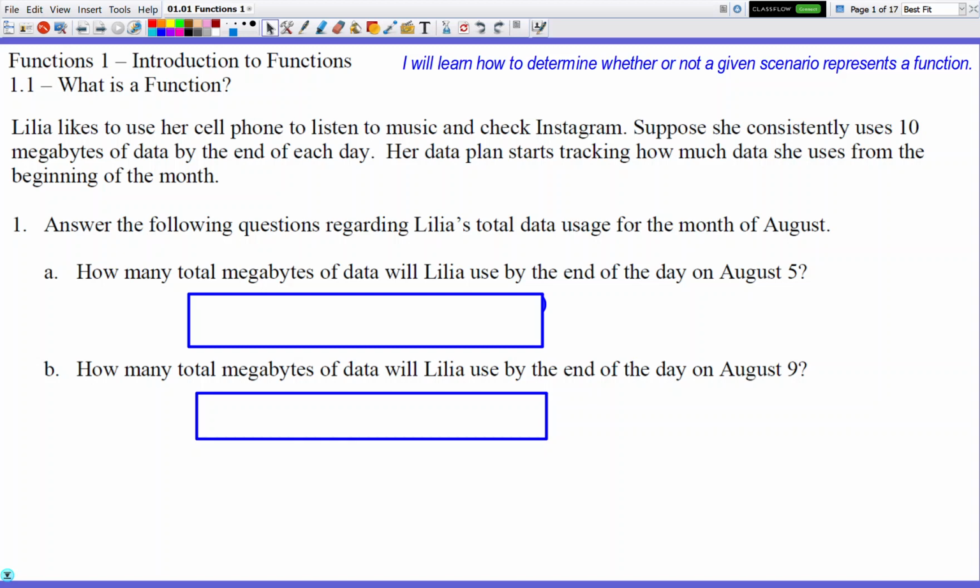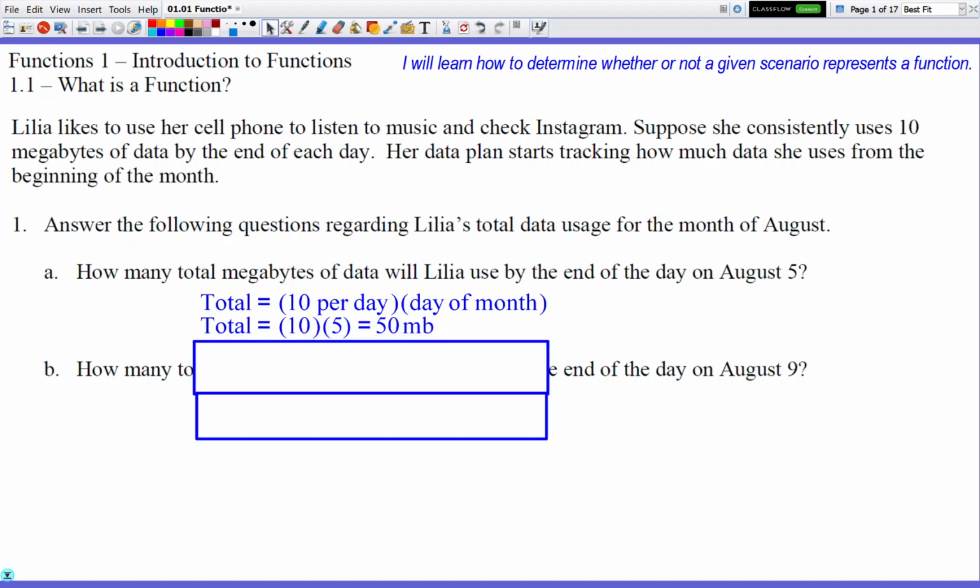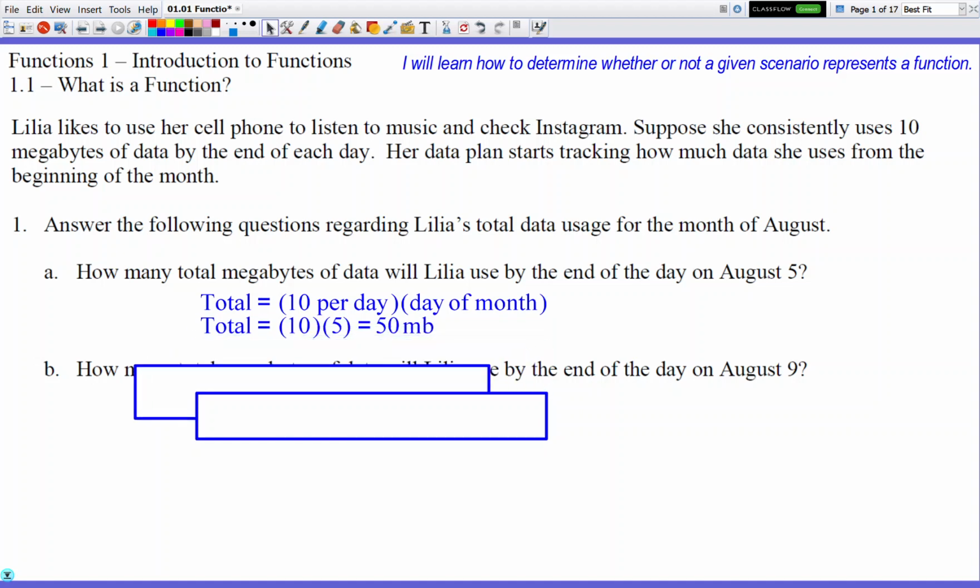So let's talk out our formula and put it into some kind of form that we can use. Our total, which is our total megabytes of data, is going to be 10 per day times the day of the month. When I do that, I get total equals 10 times 5, which is 50. So after 5 days, she uses 50 megabytes of data. Not too bad.